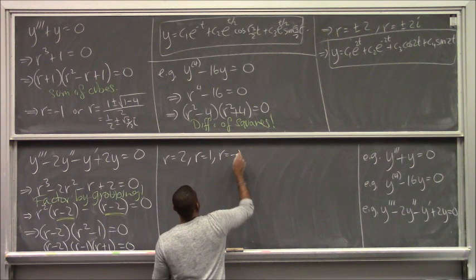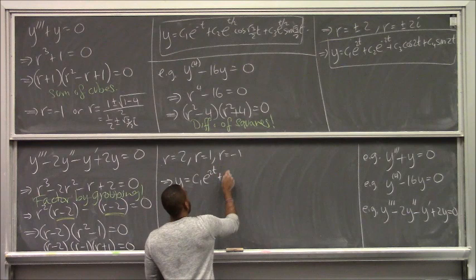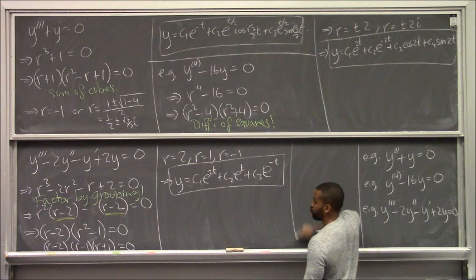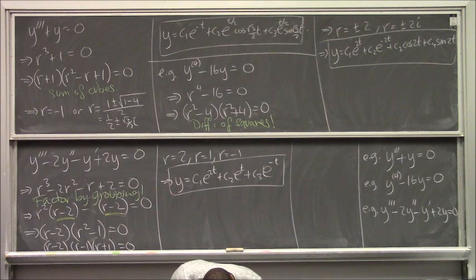This means that our solution looks like c1 e to the 2t plus c2 e to the t plus c3 e to the minus t. Three linearly independent solutions. Algebra, yes, algebra class. Pre-calc.